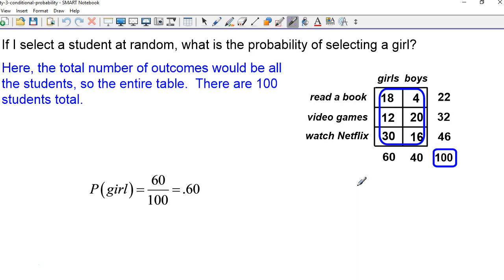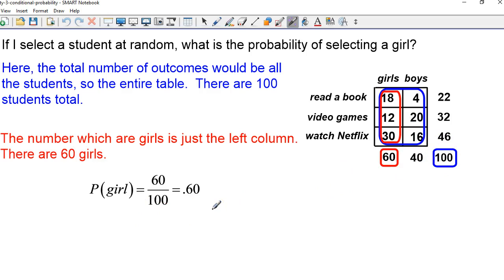So here the total number of outcomes would be all the students, so the entire table. There are 100 students in the table, so that's in the denominator of the fraction. And then for the numerator, we want the probabilities only related to girl, which would be just this first column of students, which is 60. So the probability is 60 out of 100, or 60%. So if I select a student at random from this group, 60% of the time we should get a girl.